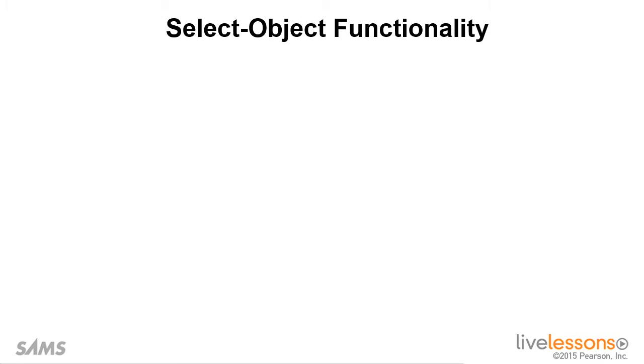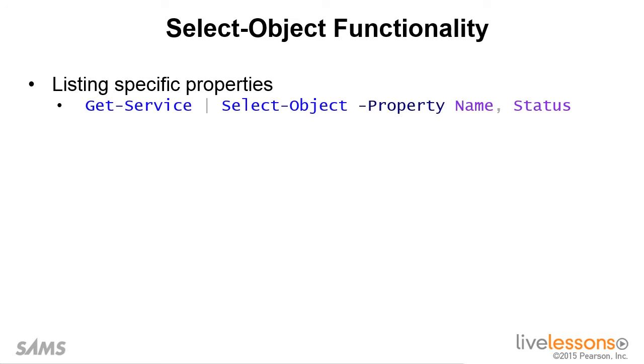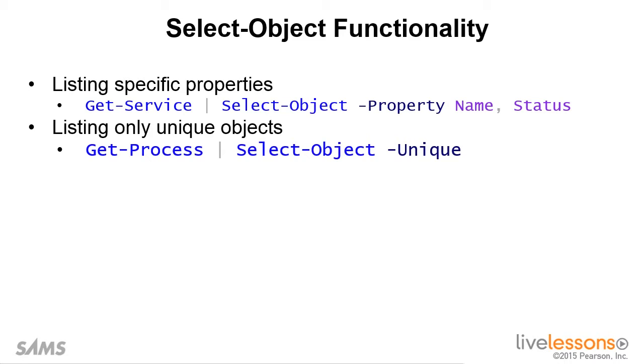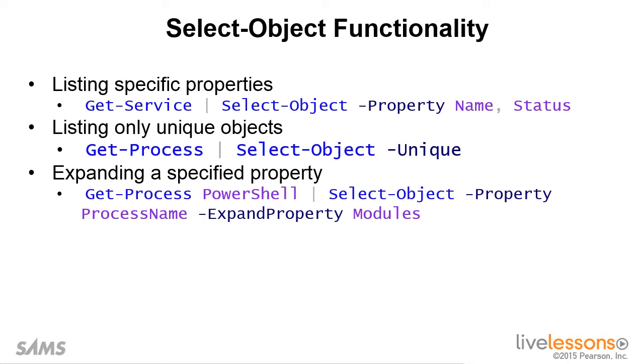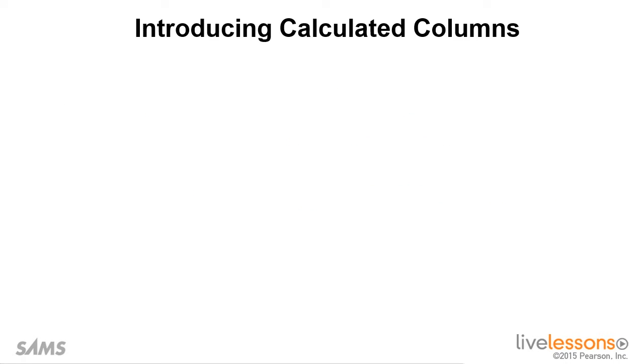The first thing we want to start off is introducing you to the commandlet Select-Object. Select-Object can be used to display specific properties from the objects and will return them to the screen. You can use it to list only unique objects instead of listing specific properties. You can also use it to expand a specific property if it contains other values within an array or a hash table. But the real important part about this lesson is introducing you to calculated columns.